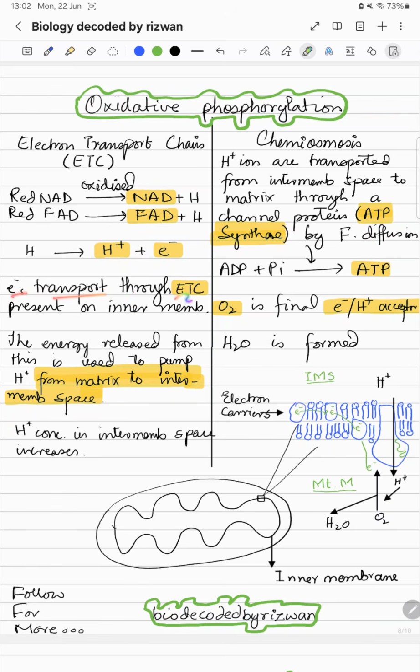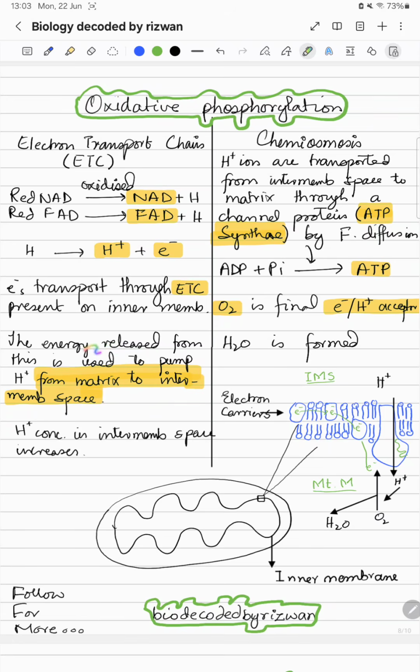Electrons transport through ETC present on inner membrane. That's your inner membrane. That is where electron shifts from one electron acceptor to the next and to the next and to the next, and this is how it happens.